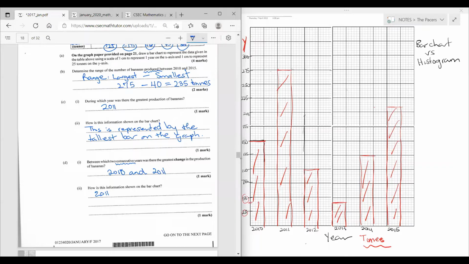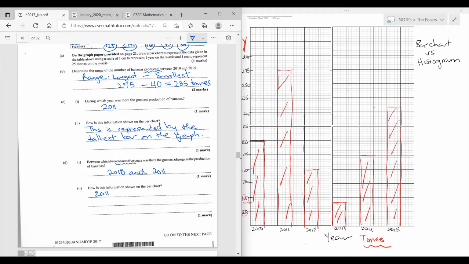So it shows that from 2010 to 2011, it really pitched up. And then from 2011 to 2012, it went all the way back down. So between 2010 and 2011 was the greatest change, because that was the highest increase. And then from 2011 to 2012, it was the largest decrease. So this information is represented by the difference in the heights between the respective years compared to all the other bar charts.